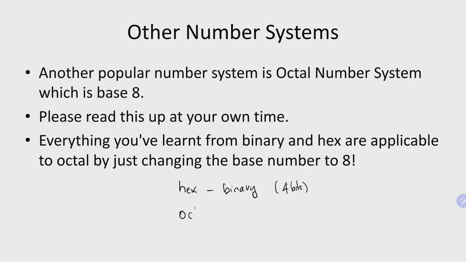And then octal to binary is 3 bits at a time. Because we know that 2 to the power of 3 is equal to 8 to the power of 1. So we can represent 3 bits of binary in one octal number. And then the symbols go from 0 to 7. So it means that in the octal number system, we cannot have 8 and 9. It only counts up to 7.